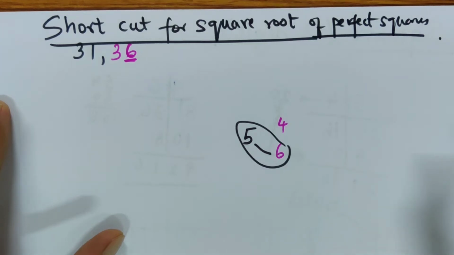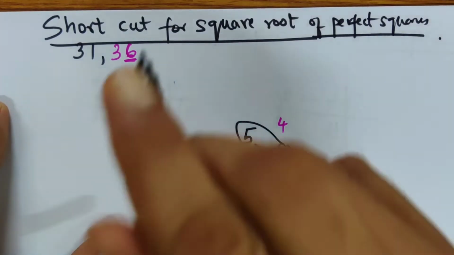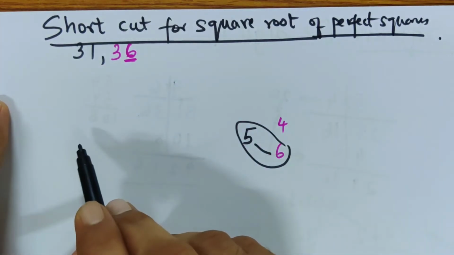We will now look at the shortcut for the square root of perfect squares of two-digit numbers. So if there's a two-digit number, you've made a square of it. So I'd ask someone to do it. They gave me this number.